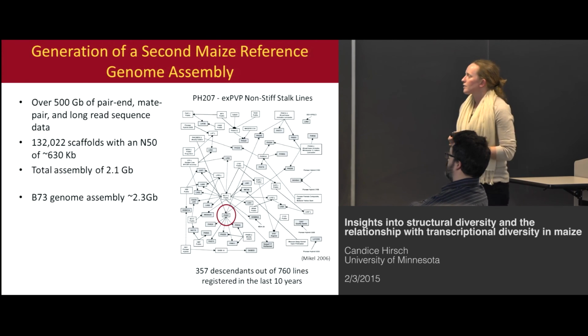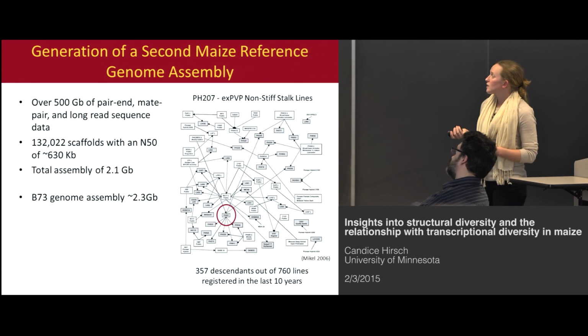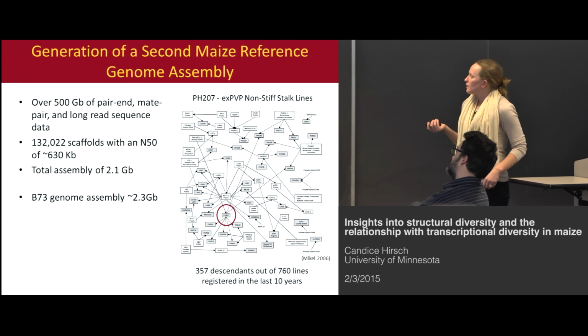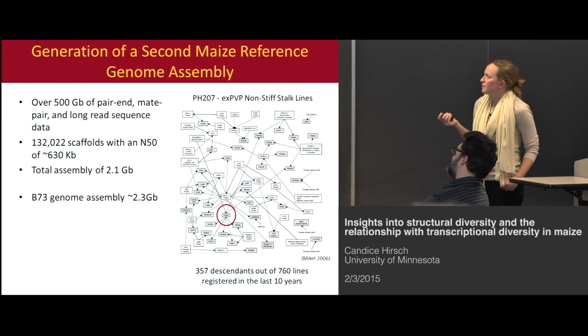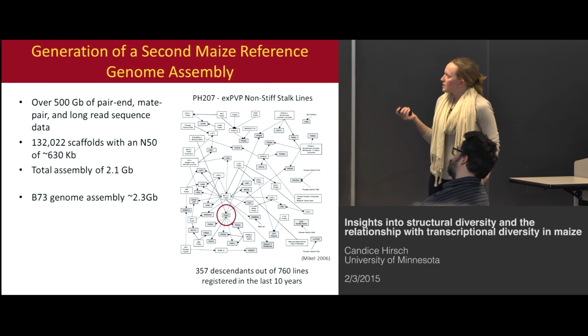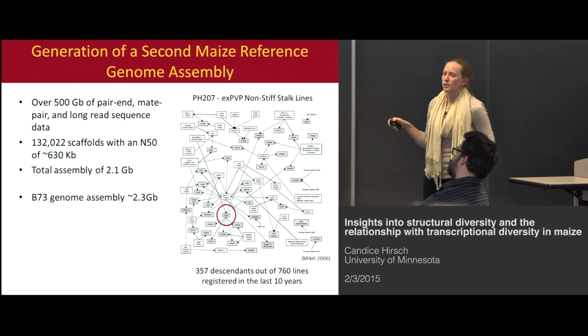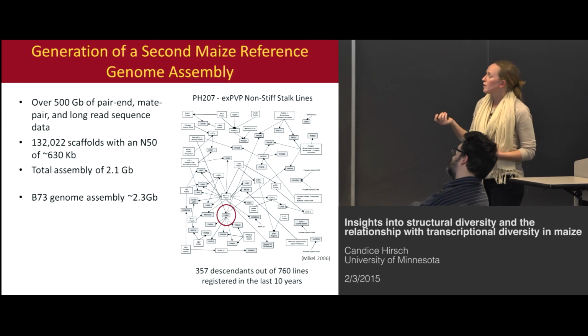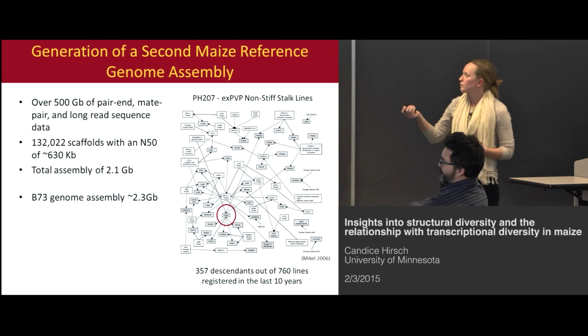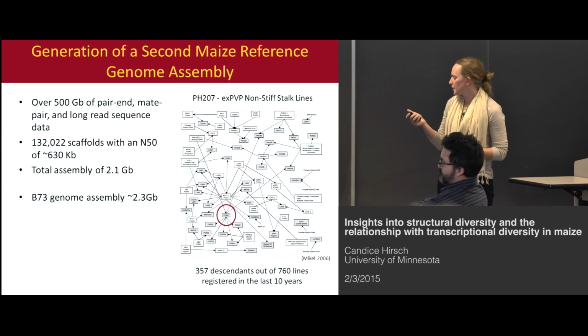Okay, so for the assembly, we generated over 500 gigabases of paired-end, mate-pair, and long-read sequence data. 132 scaffolds were generated with the assembly, and the N50 for them was about 630 KB. The total assembly size was 2.1 gigabases. Just to put this in perspective, the B73 reference assembly is about 2.3 gigabases, so we're pretty consistent with that in terms of the amount of space that we're covering with our assembly.